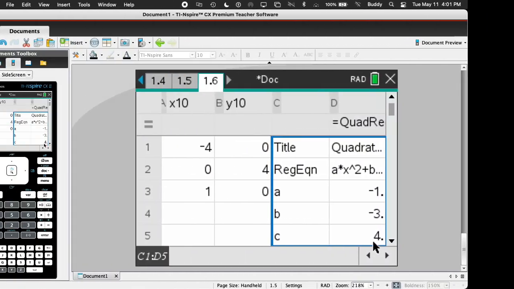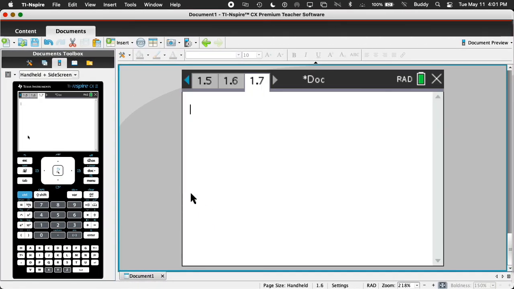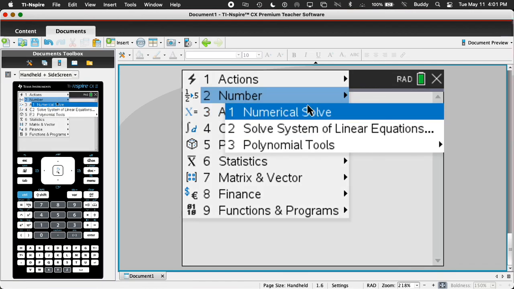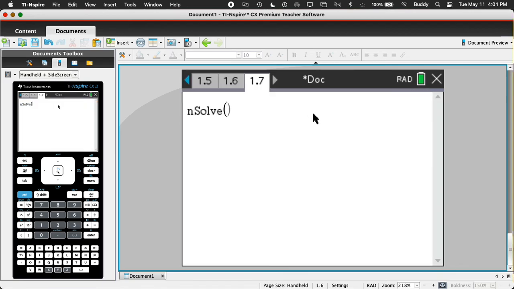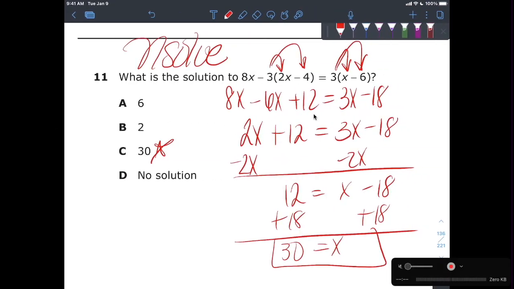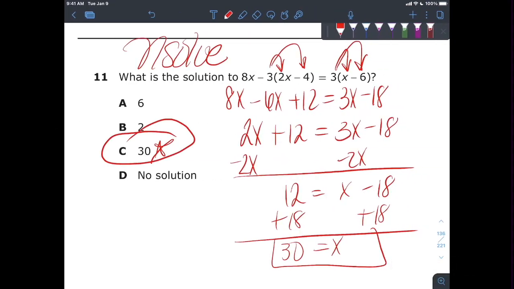But I want to verify this in my calculator. So I'll head over here to my calculator screen. And now I'm going to go ahead and do a numerical solve. I'm going to type in my equation exactly as I see it on the test. I'm going to put comma x because my calculator's not as smart as we are. What we have to do is we have to tell it which variable it's looking for. And it is x equals 30. So we got the answer correct. It is most certainly answer choice C.